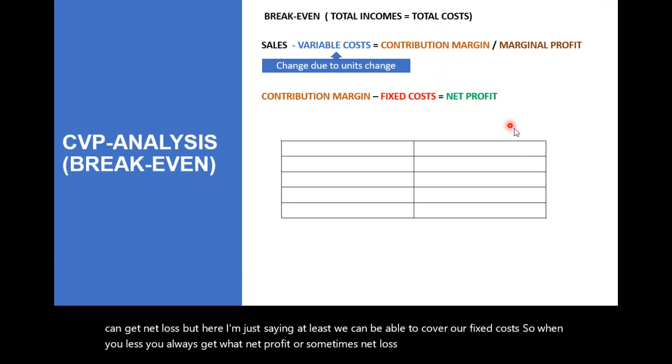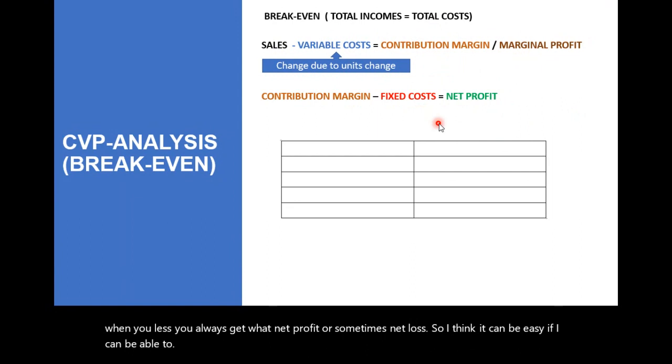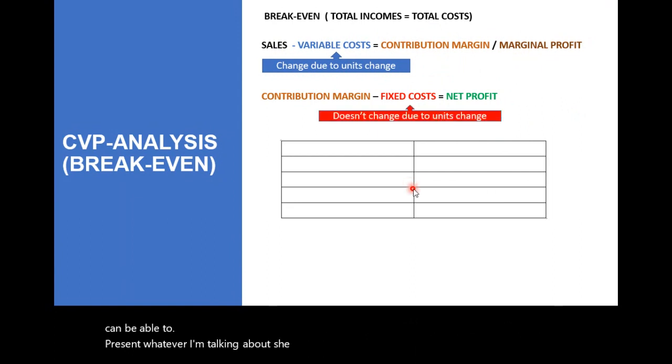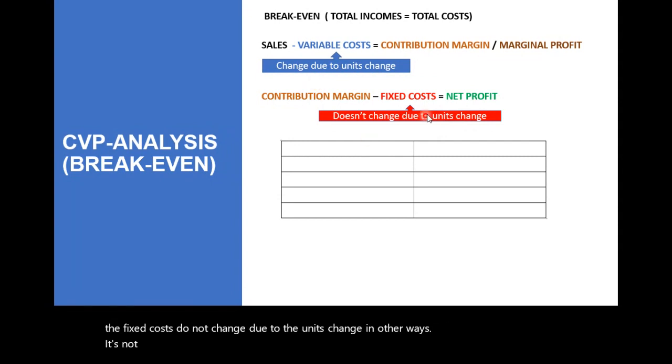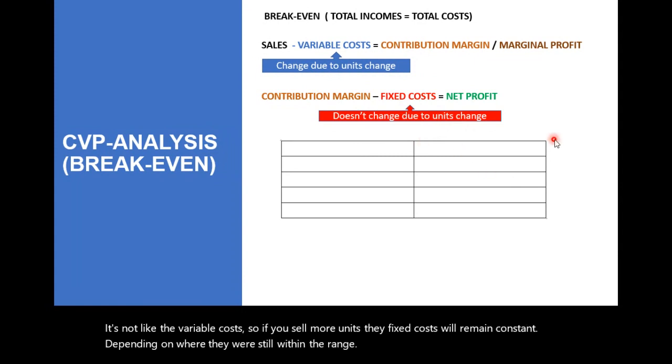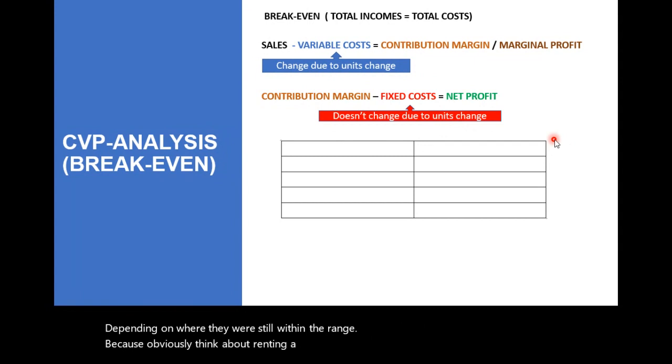So I think it can be easy if I can present whatever I'm talking about here according to the table. As you can see here, the fixed costs do not change due to the units change. In other words, it's not like the variable cost. So if you sell more units, the fixed cost will remain constant, depending on whether you are still within the range. Because obviously, think about renting a space. You normally pay, let's say, 5,000 per month because you are using the same apartment for a particular period.